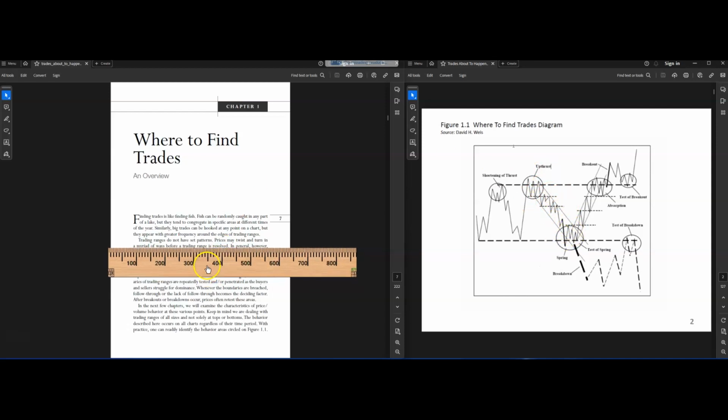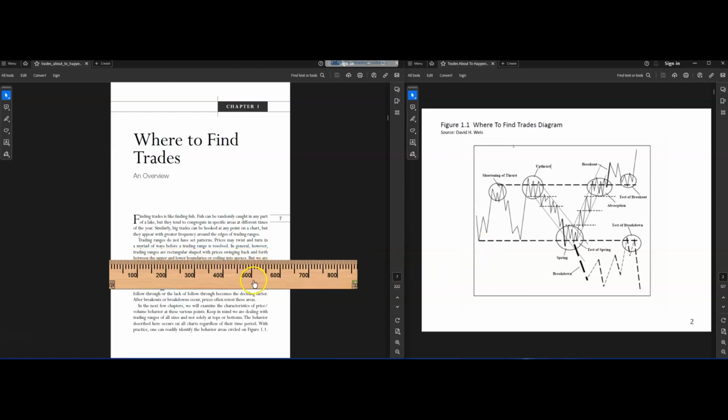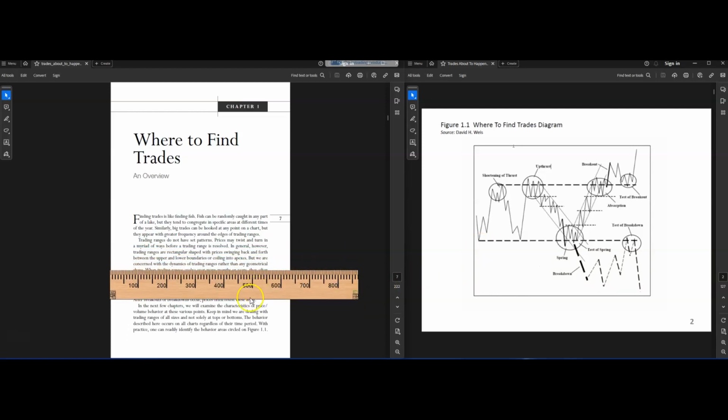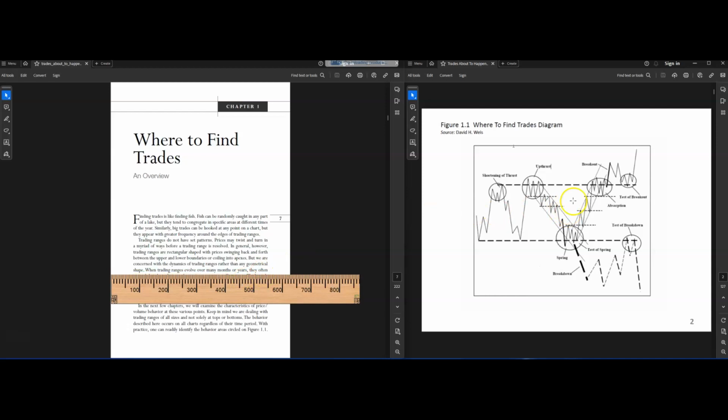And the idea here is that all ranges are different. What's inside of a range is a various number of waves, various degrees of length, time and volume on each wave, various number of bars, etc. We are concerned with the dynamics of trading ranges rather than geometrical shape. That's why I said, forget about the shape, look at the dynamics of trading ranges.